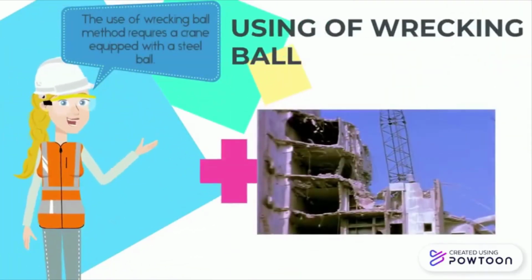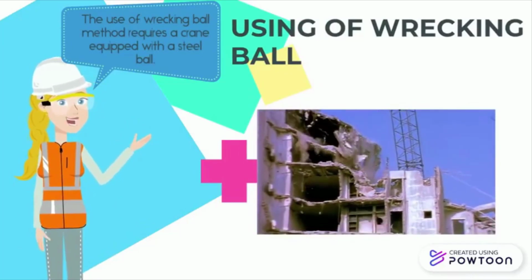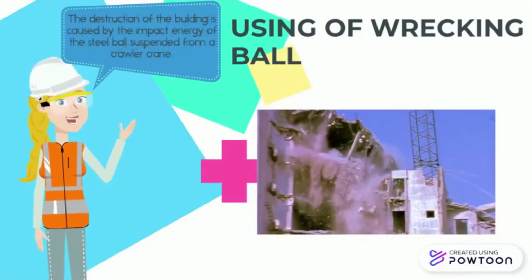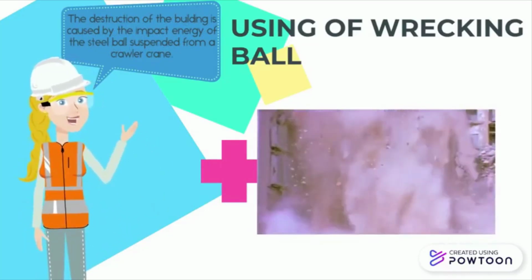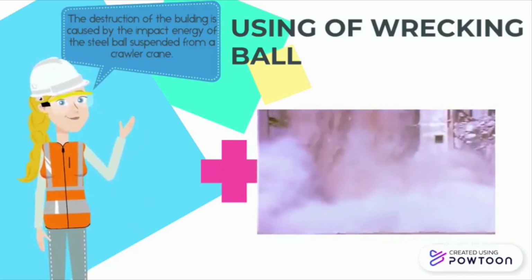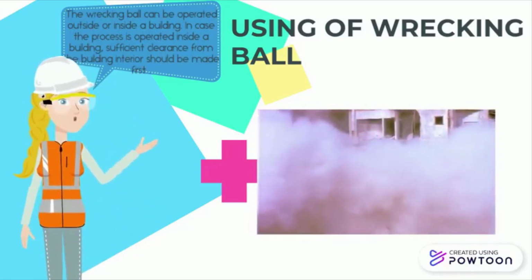The use of wrecking ball method requires a crane equipped with a steel ball. The destruction of the building is caused by the impact energy of the steel ball suspended from a crawler crane. The wrecking ball can be operated outside or inside a building.